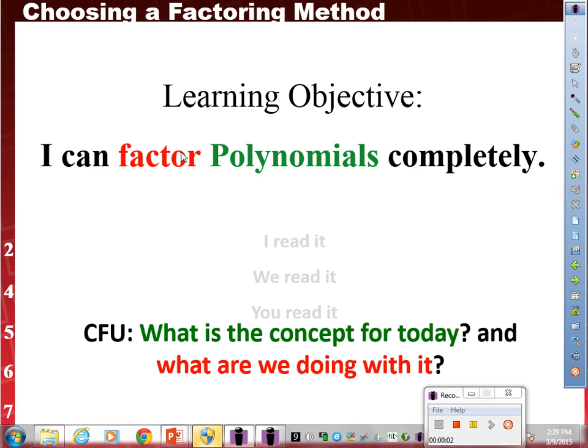Our objective for today: I can factor polynomials completely. Let's read it together. 1, 2, 3. I can factor polynomials completely.